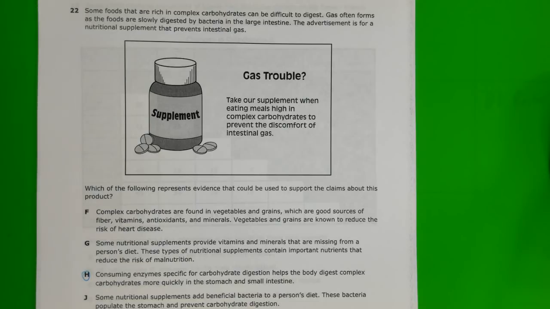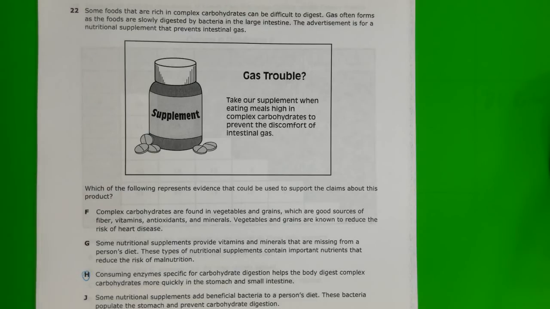So it says gas troubles. Take our supplement when eating meals in high complex carbohydrates to prevent discomfort of intestinal gas. The question goes on to ask, which of the following represents evidence that could be used to support the claims about this product? So our answer choice is going to have to do something with carbohydrates in the intestines and gas. Alright, so let's get to work.